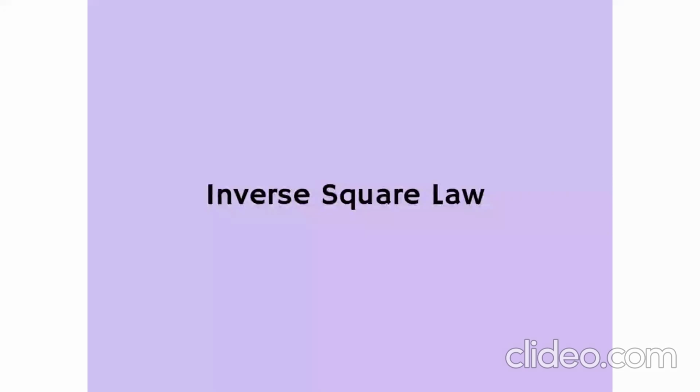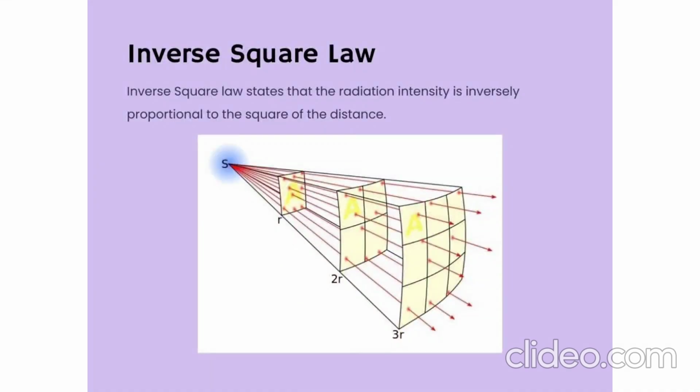What exactly is inverse square law? Let's have a look at it. Inverse square law states that the radiation intensity is inversely proportional to the square of the distance. For better understanding, please have a look at the picture. Here, S is the source and R is the distance of the source from the detector.